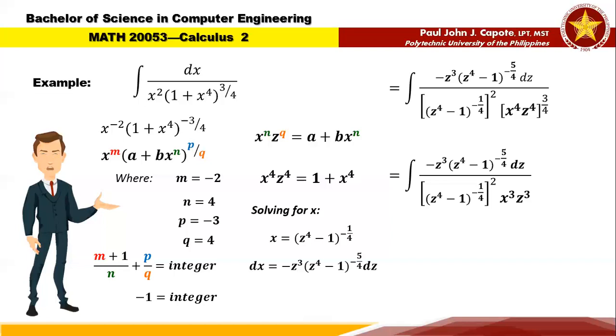Applying laws of exponent, x to the power of 4 raised to the power of 3/4 is simply x raised to the power of 3. And z raised to the power of 4 raised to the power of 3/4 is simply z raised to the power of 3. And copy the other terms of the transformed integrand.